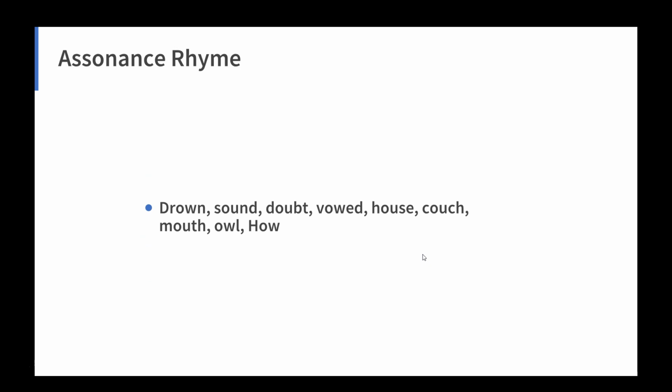This is something that's called assonance rhyme, and all assonance rhyme is the same vowel sound. They don't care about consonants before or after. It doesn't matter what they are. So if you were trying to rhyme drown and mouth, that's still an assonance rhyme.